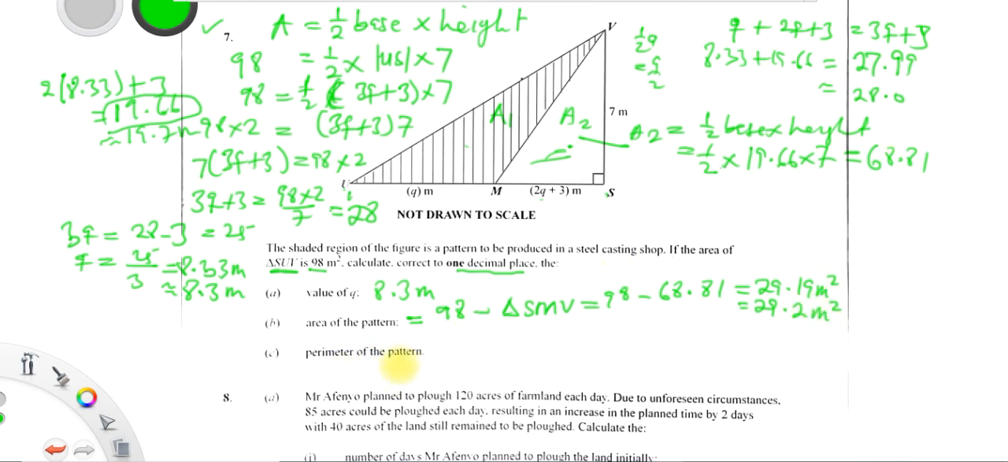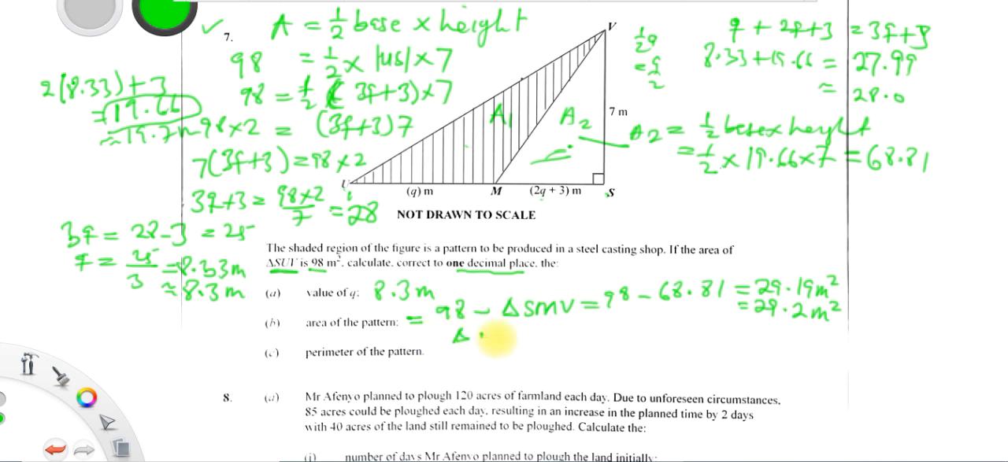So let us look at how to find the perimeter of the pattern. The perimeter of the pattern is given by the length of this plus the length of this, plus UV plus 7 plus SB. That will give us the perimeter. So we know this side, we know this side, we don't know this side, so we use Pythagoras theorem to find this side. From Pythagoras theorem, from triangle what?